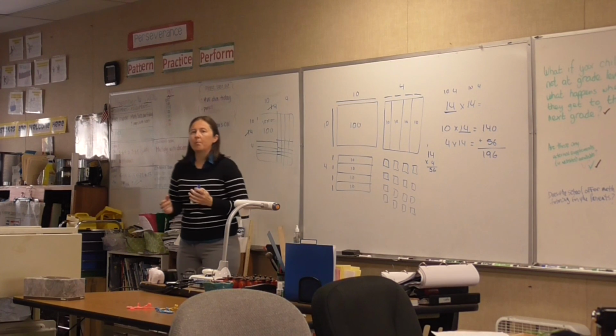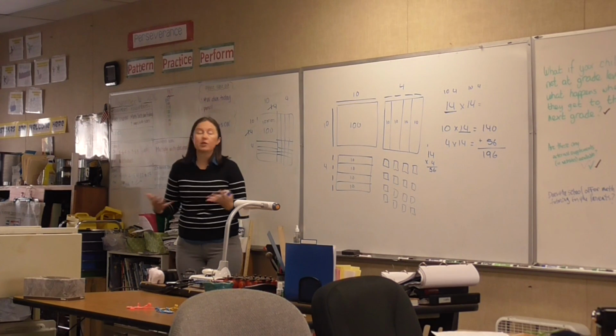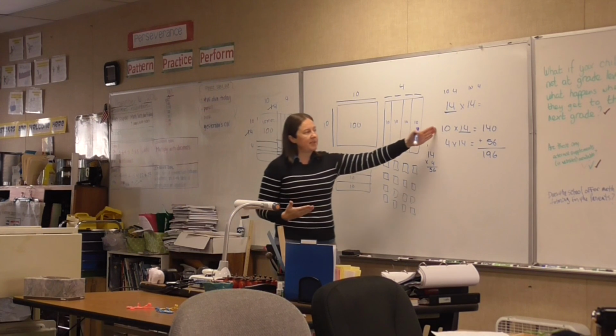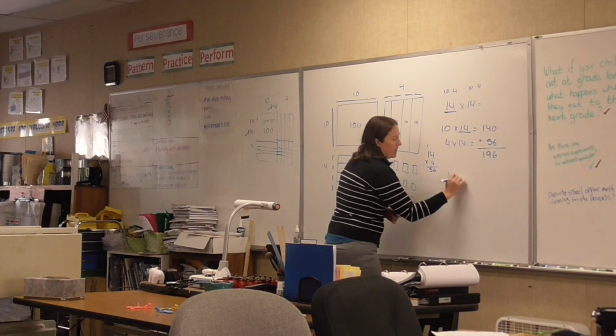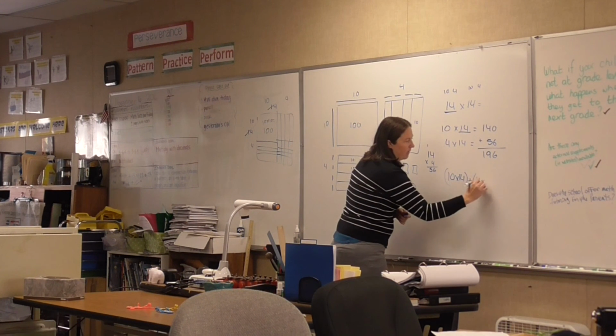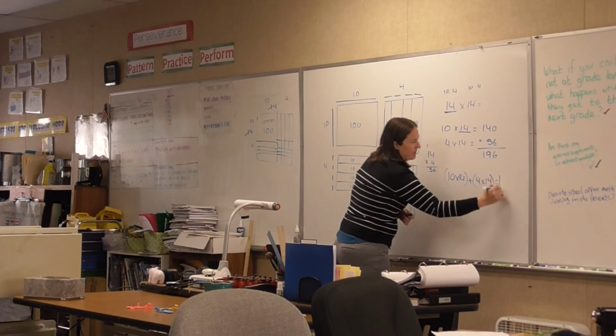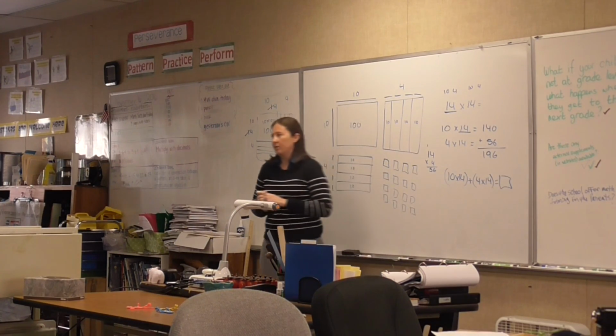You have just taken apart a problem. They call it breaking it down, but it's the beginning of the distributive property. So what they've basically done is taken this problem and turned it into 10 times 14 in parentheses plus 4 times 14 in parentheses equals something.